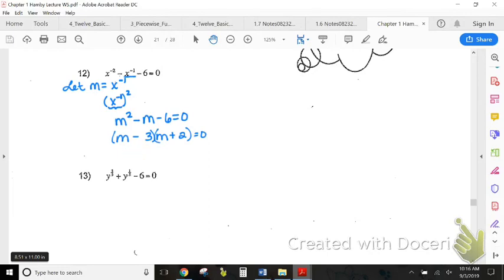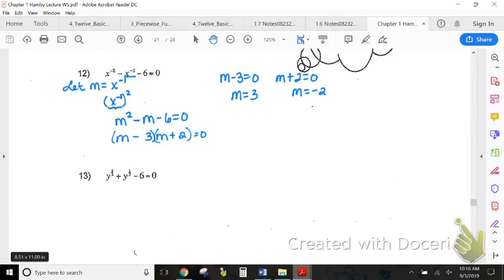I'll do this on the other side there. All right, so separate them, set them each equal to 0. So you got 3, and you got negative 2. But m isn't the variable that's in my original problem, so what am I going to do? Say it again? Yeah, substitute it back.